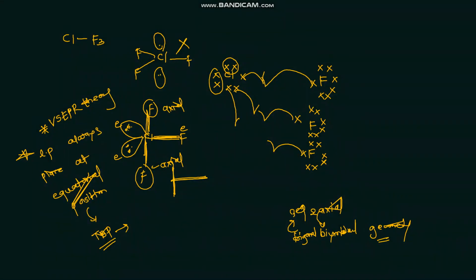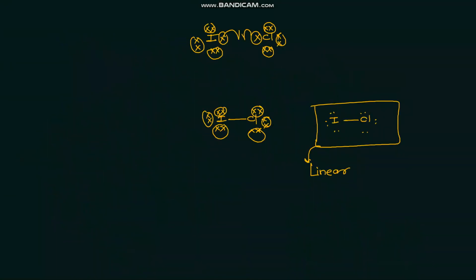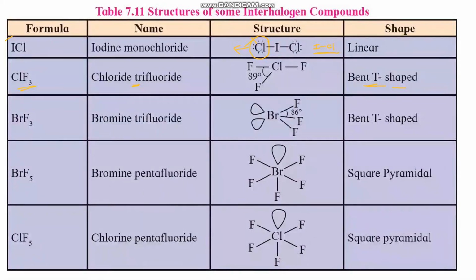Always remember, in a trigonal bipyramidal structure, lone pairs are always kept at the equatorial position. Therefore, the shape of the compound is T-shaped. If you write the fluorine at the equatorial position, then this structure is wrong. Now we can see the next structure. Here the shape is bent T-shape.